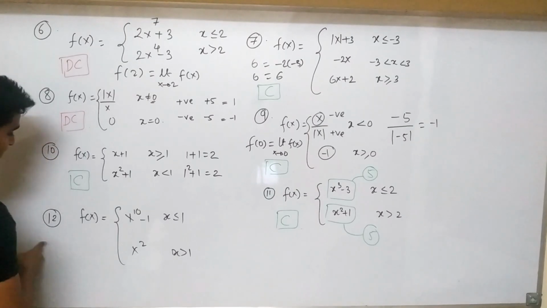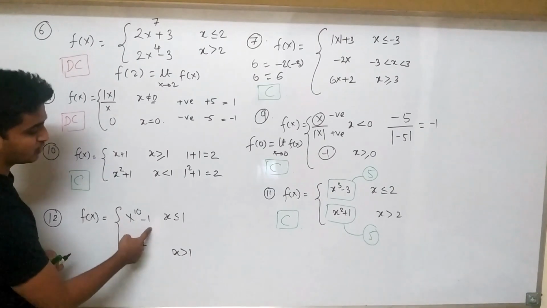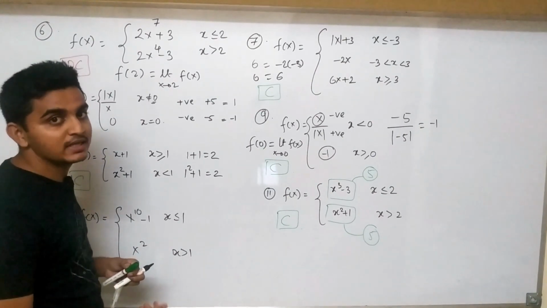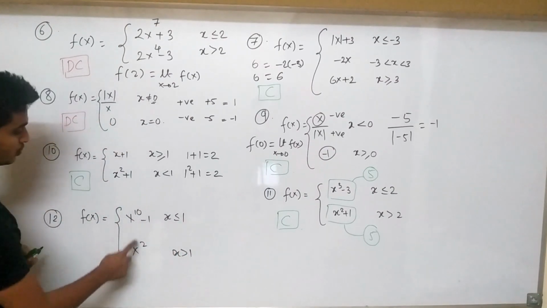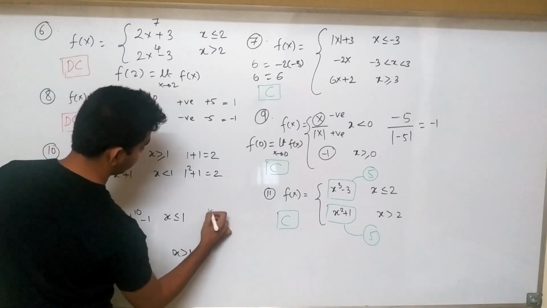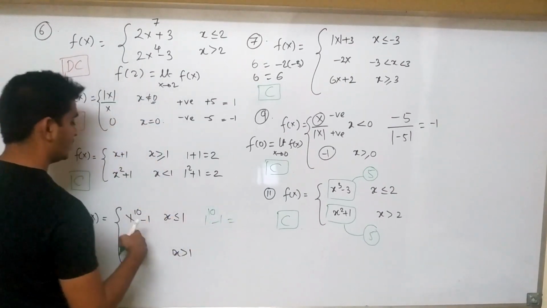The 12th question is x raised to 10 minus 1, till x is equal to or less than strictly 1. If you plug in the values over here, what will become? 1 raised to 10 minus 1. So still, 1 raised to 10 is 1.